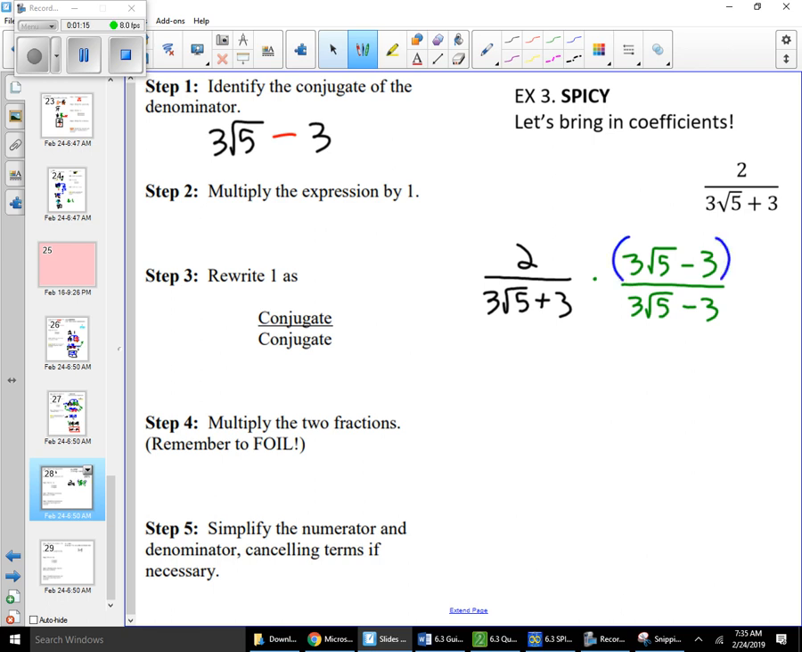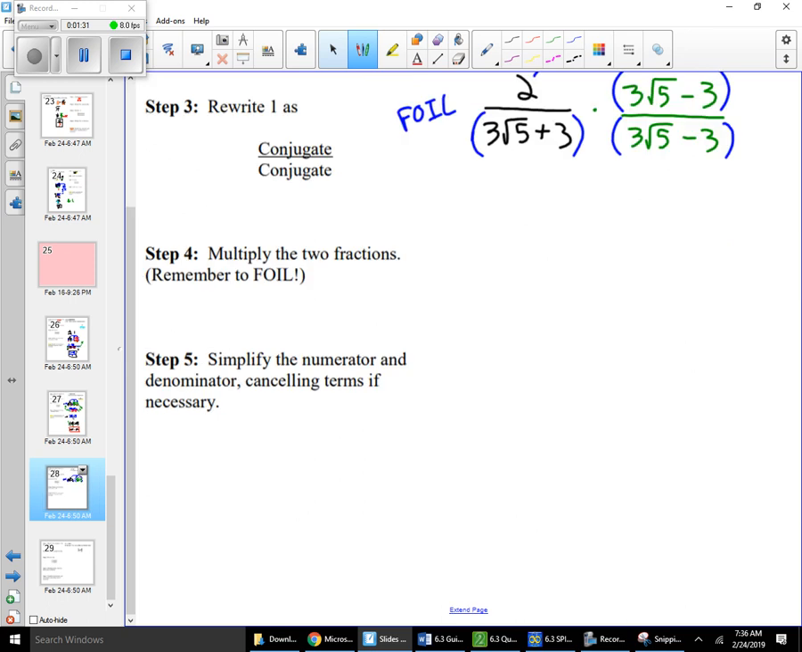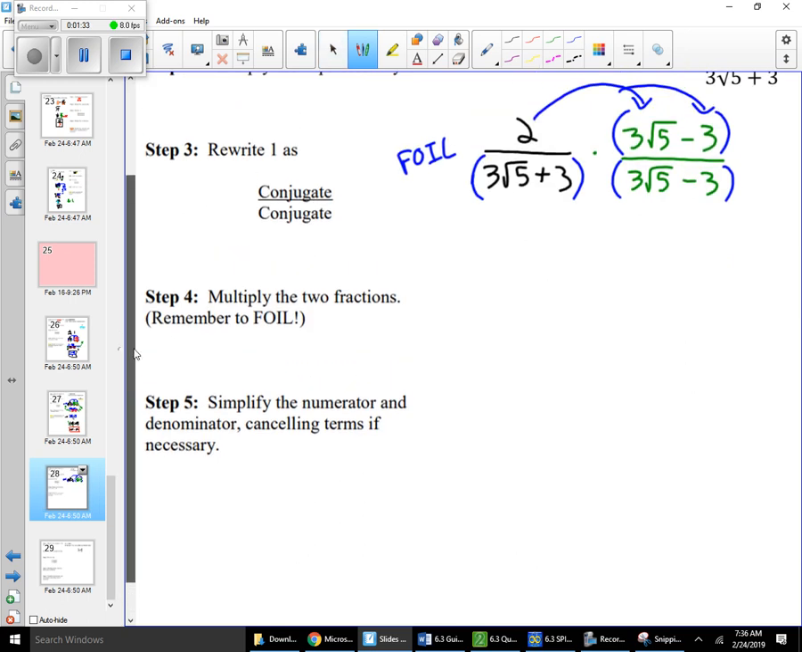In the numerator, there's a distributive property. And in the denominator, there's a FOIL. But a FOIL where at least something good comes out of it. The inside and outside terms should cancel. We should be left with a denominator that is a whole number, something where there are no more radicals.